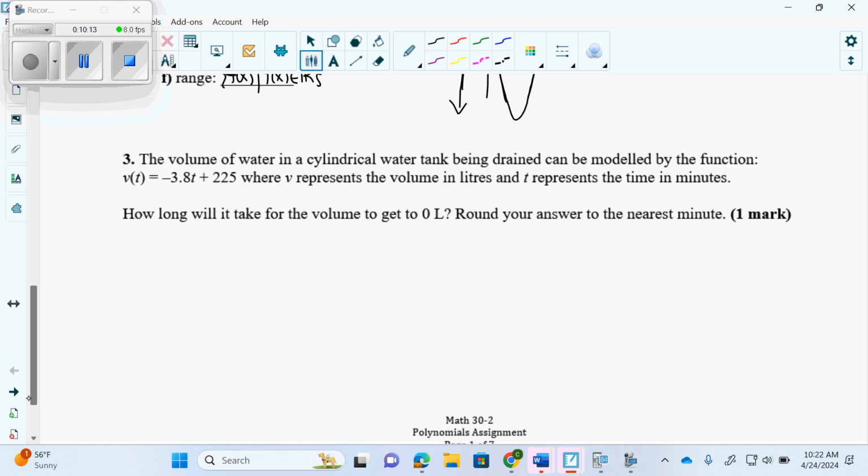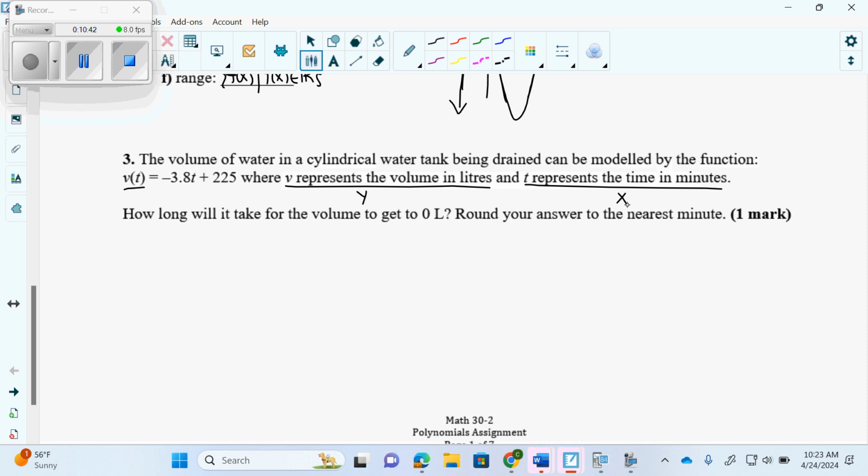So where does this one fall? This one is: the volume of water in a cylindrical water tank being drained can be modeled by the function V of t equals negative 3.8 t plus 225, where V represents the volume in liters. So it's volume in liters, and that's in y's spot, correct? And then t represents the time in minutes, and that's in x's spot. That's what I would think. Because I need to know if they gave me an x, I need a y, or they gave me a y and I need an x.